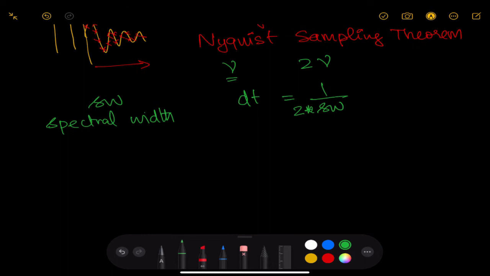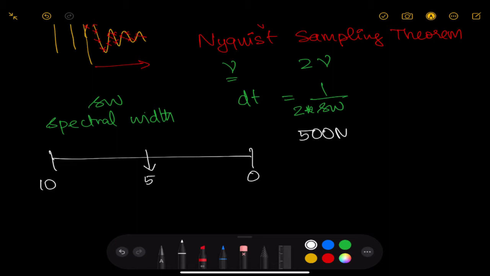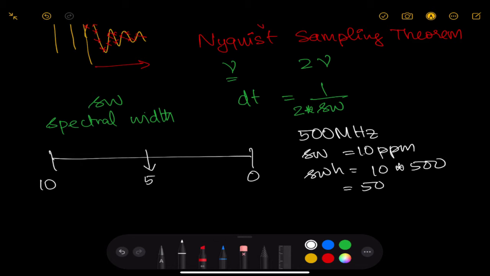So for instance, let's take the simplest example of a proton NMR spectrum. And for the sake of simplicity, we can imagine that we are trying to get signals between 0 and 10 ppm. And therefore, by default, you're going to keep the carrier at 5 ppm. And for this example, let's assume we are collecting the data at 500 megahertz. So therefore, the spectral width, which is 10 ppm, in hertz is going to be given by 10 times 500. This is going to be 5000 hertz, or in other words 5 kilohertz.